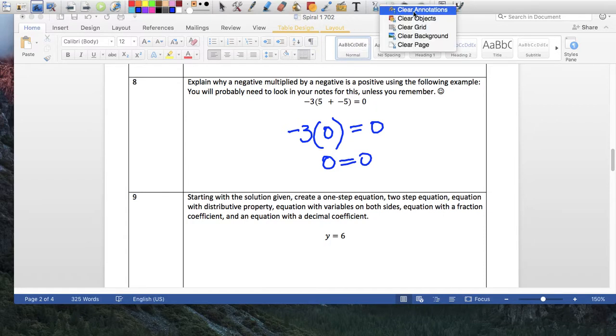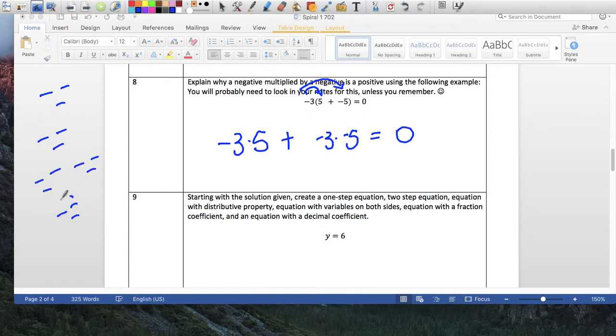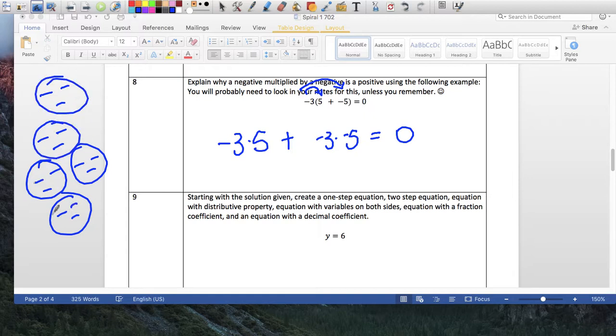Okay. So let me do the problem again, but this time I'm going to use the distributive property. So over here, I'm going to get negative 3 times 5 plus negative 3 times negative 5 equals 0. Now I can tell you what negative 3 times 5 is. It's 5 groups of negative 3, right? So I have 5 groups of negative 3. And remember that multiplying is repeated addition, so if I were to combine all these sad faces, I would get negative 15. So I can show you why negative 3 times 5 equals negative 15.